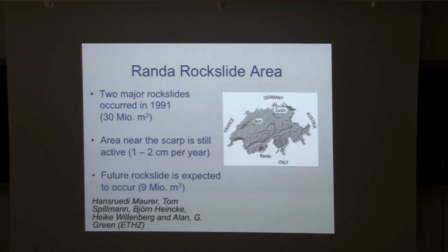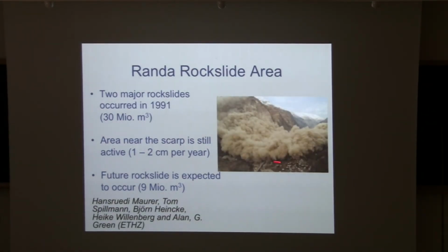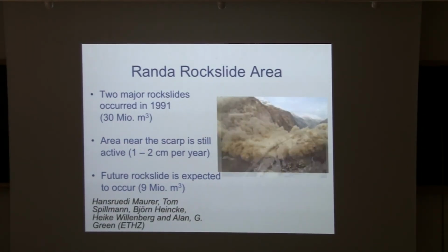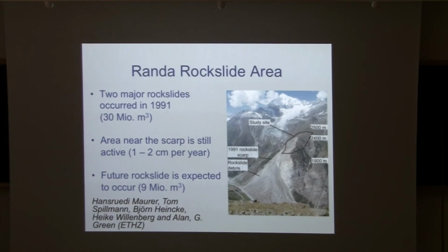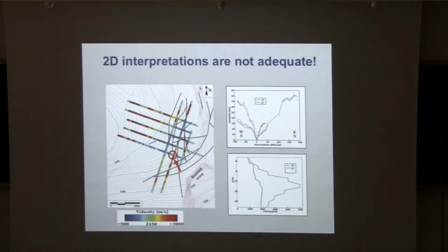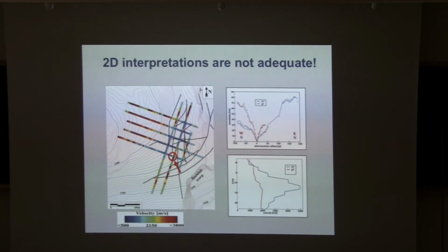Here is the Randa rock slide in Switzerland. So there was a rock slide here close to Zermatt, created some flooding, and the village was closed for some years. Here's the study site. This is colleagues at ETH who worked here. And why I want to show this result here is just to come back to this thing about 2D versus 3D. They did 2D seismic refraction measurements in this location, orientation, and this orientation.